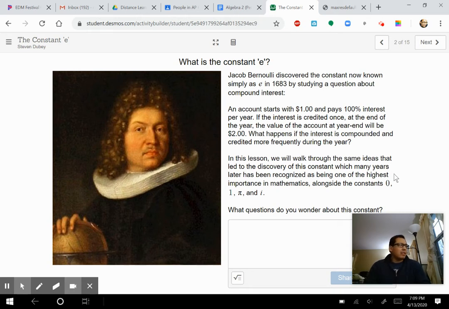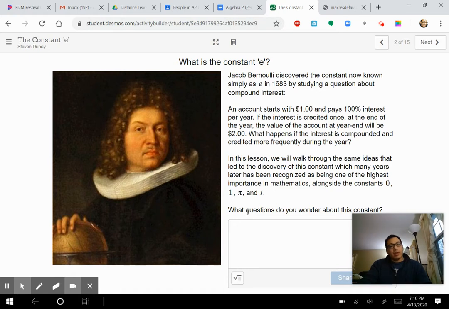And it's a really, really fascinating constant. It's of the highest importance in mathematics, alongside other constants such as pi. If you're any fans of pi out there, 3.14159. We'll talk more about pi in the next unit, hopefully before this year is out. And i is another really important constant, which we learned about this year. It's the imaginary number. So these are some really important constants in mathematics, and so is this constant E.